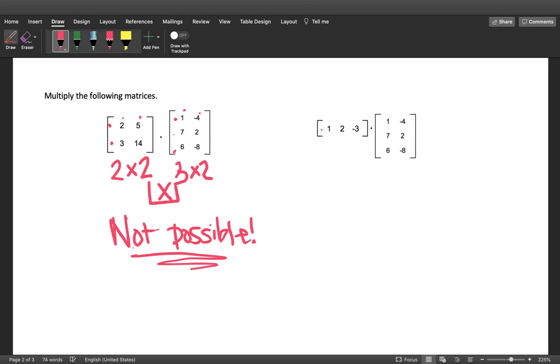Okay, now here we have 1 row and 3 columns. So 1 by 3. And here I have 3 rows by 2 columns. Do my columns and my rows match here? Yes, they do. Okay. All right, so we can go ahead and do this one. So I'm going to start with my only row here, and multiply it by my first column. So I would do 1 times 1.